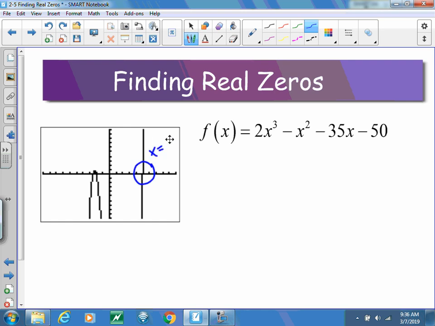When I look at this graph right here, I can see that my graph is going through the point at x is equal to 5. If it goes through at x equals 5, that means that is one of my solutions. So I'm going to divide our polynomial by x minus 5, and that's what I did.